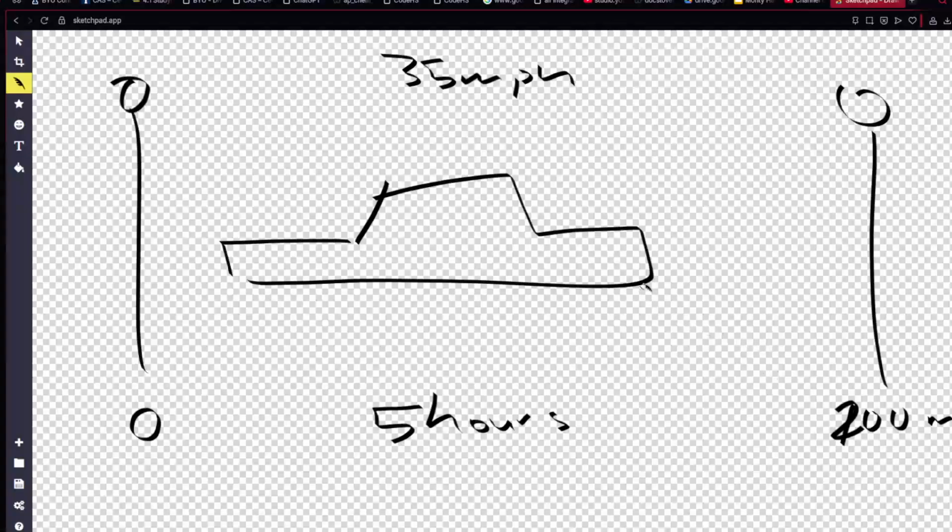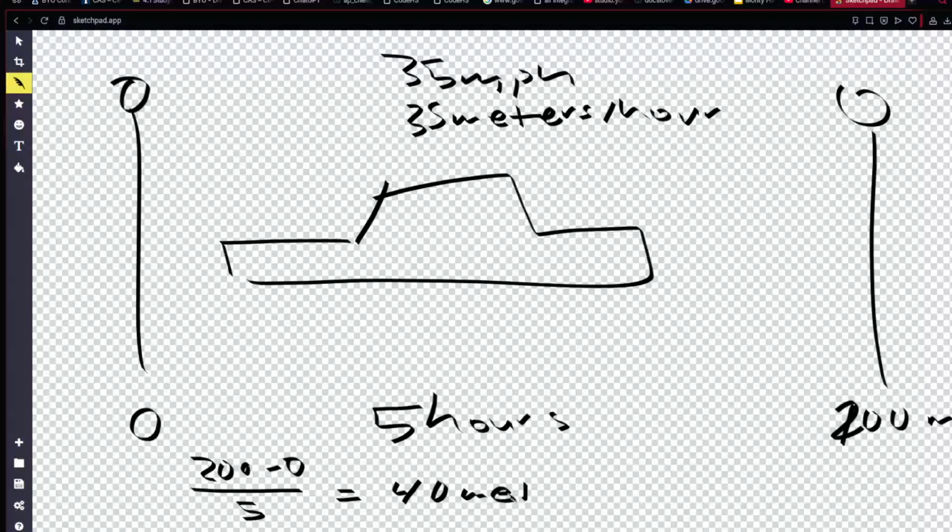And that means, let's just say that this is 200 meters per hour, which you don't really see that notation a lot. So 35 meters per hour. All they have to do is take the difference between the 2 points divided by 5, which gives you 40 meters per hour. That means at some point you had to be traveling at 40 meters per hour, which means that they know you were speeding at one point.